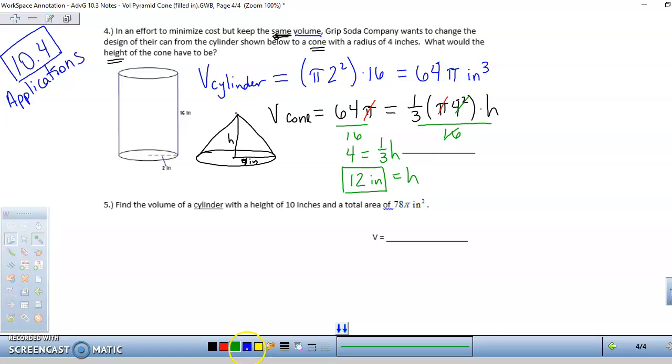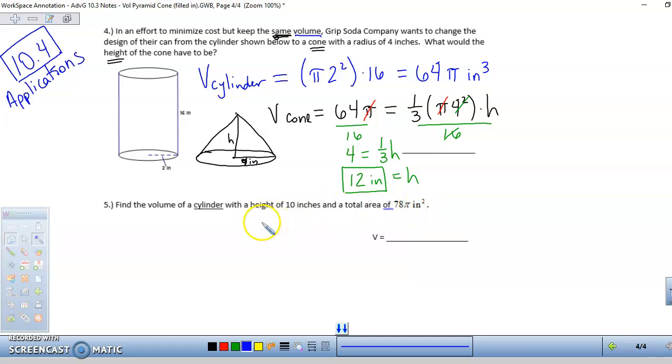Okay, number 5. So I want you to think in those same terms. You are given what information? I'm given that it's a cylinder. I'm given I want to do volume. So find the volume of a cylinder with a height of 10 inches and a total area of 78 pi inches squared.